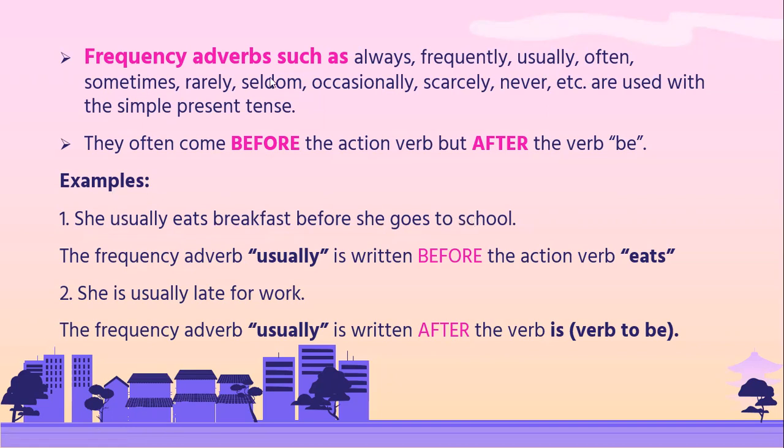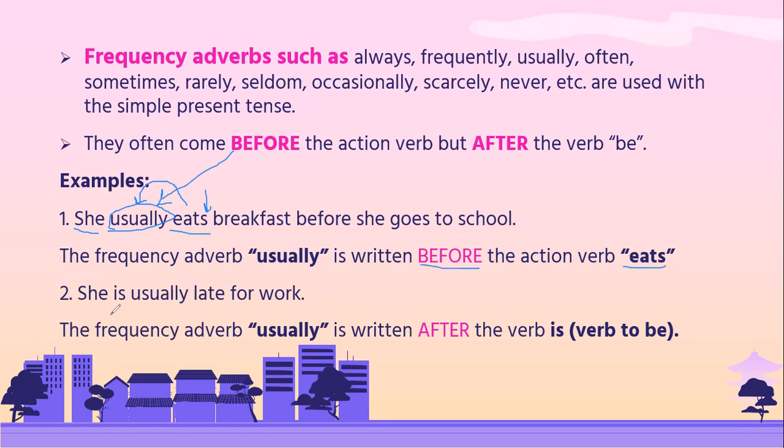She usually, let me annotate and show you. She usually, so here is the frequency adverb. And here is the verb, eats. Now eats, of course, ends with S because it's a singular subject. We have the pronoun here, she usually eats. So don't say she eats usually, she usually eats. So the rule here is that usually comes before the verb. So the frequency adverb usually is written before the action verb eats.